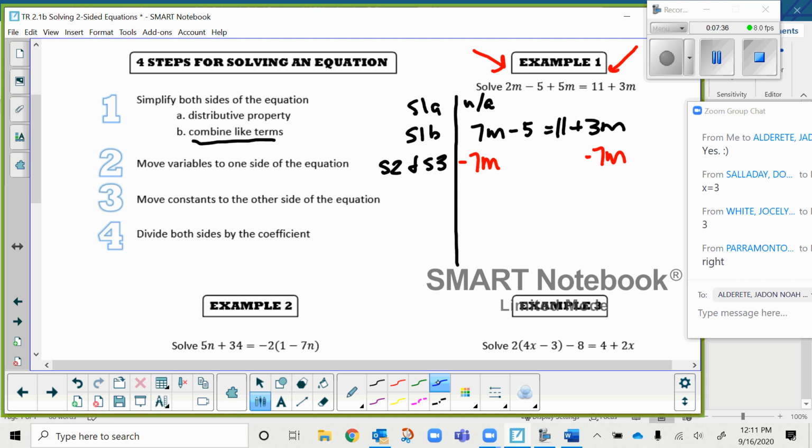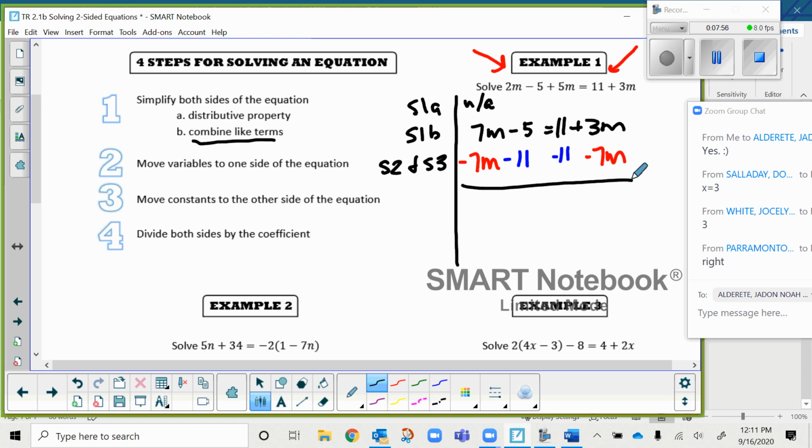So now step 3 is move any constants that are on the right to the other side. So there's an 11 on the right. I'm going to move it to the left by doing the opposite of it. And so here's what happens then.